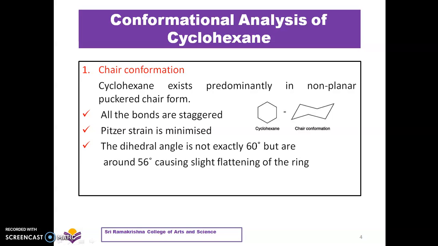Cyclohexane exists predominantly in the non-planar puckered chair form. In this conformation, all the bonds are staggered. Therefore, the torsional strain is minimized. The dihedral angle for a staggered conformation should be 60 degrees, but in this form it is around 56 degrees. As a result of this, slight flattening of the ring occurs.